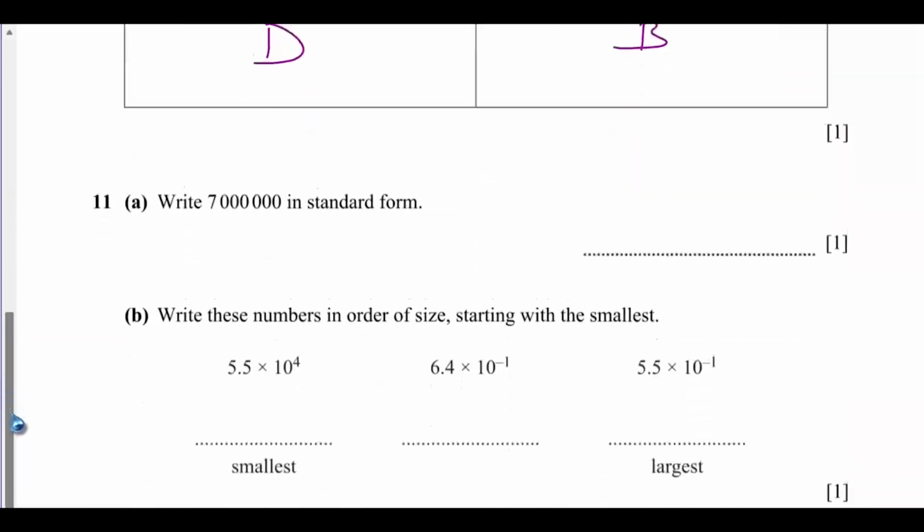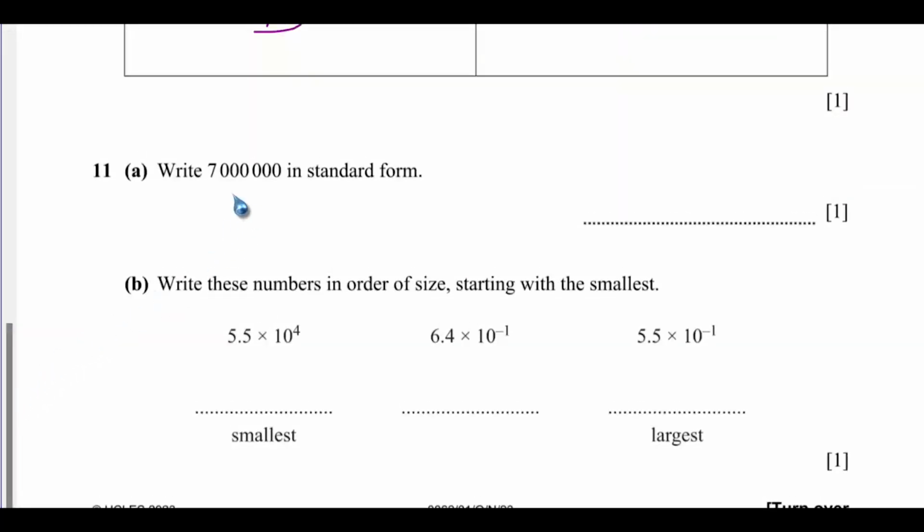Question 11a, write 7 million in standard form. So the first thing you need to do is to form your standard form number, which is a number greater than 1 but less than 10. So I have 7.0, which is the same thing as 10 here. So I'm counting towards this direction. Starting from here, 1, 2, 3, 4, 5, and 6. So that means I have 7 times 10 to the power of 6.